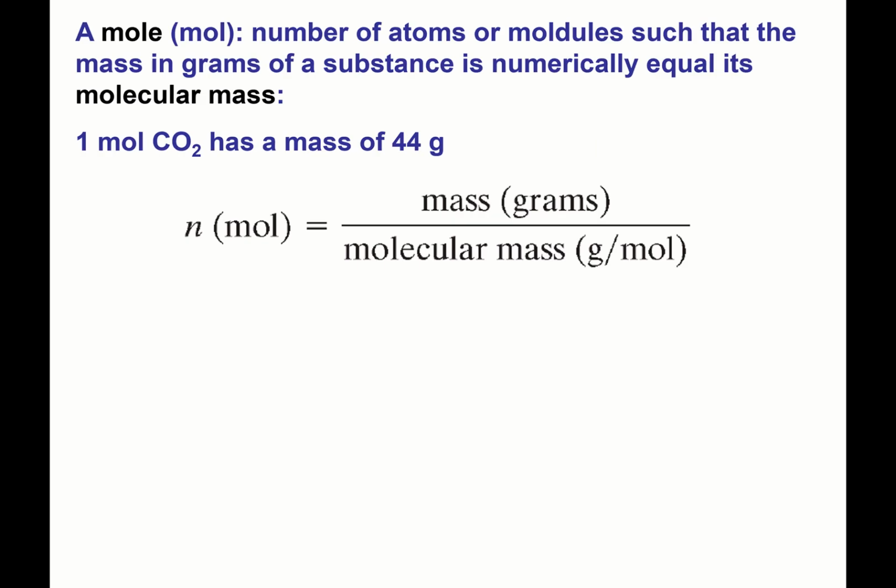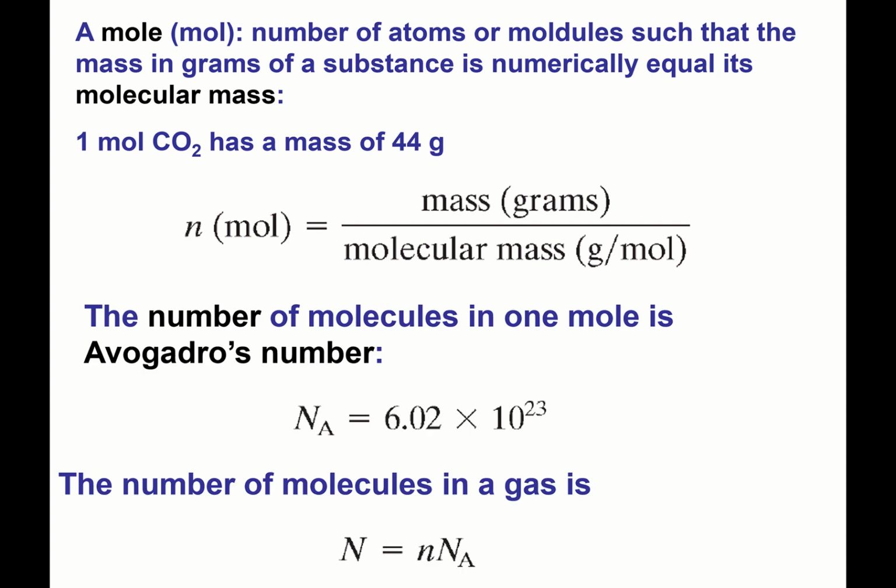So now we're going to talk about doing calculations with the ideal gas law. So we want to introduce a quantity called a mole, which you've probably seen in chemistry class. It's the number of atoms or molecules such that the mass in grams of the substance is numerically equal to its molecular mass. So 1 mole of carbon dioxide has a mass of 44 grams. So the number of moles, we're going to use this symbol little n. It's equal to the mass in grams divided by the molecular mass in grams per mole.